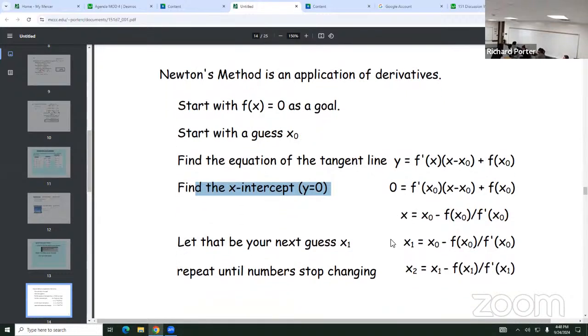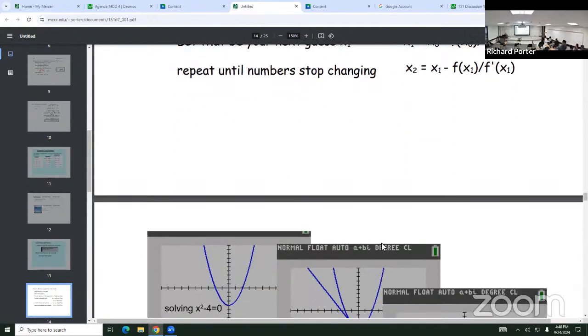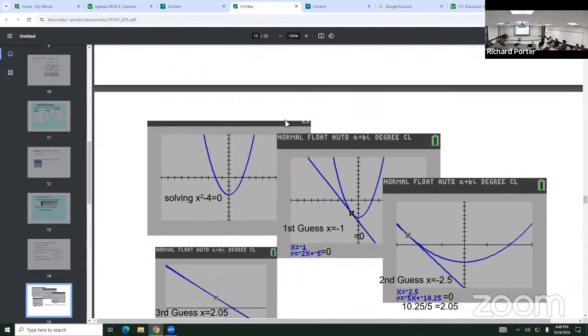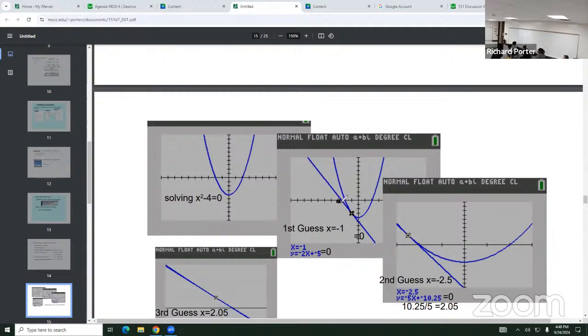You find a tangent line at x1, and then you find the next intercept. So let me see if I have a picture of this. Here's the parabola. We found a tangent line right here, and then we find the x-intercept. So this is the x-intercept, right? Right here is the x-intercept. You see that? Here's the tangent line, and you find the x-intercept, and that becomes your new guess.